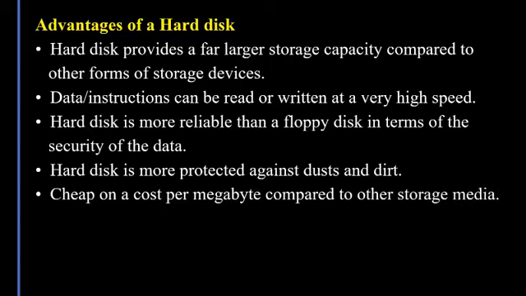And a hard disk is cheaper on a cost per megabyte basis compared to other storage media. What do we mean here? Since a hard disk usually provides a lot of storage capacity, when you compare the cost divided by the number of megabytes it can store, you find the hard disk is cheaper.